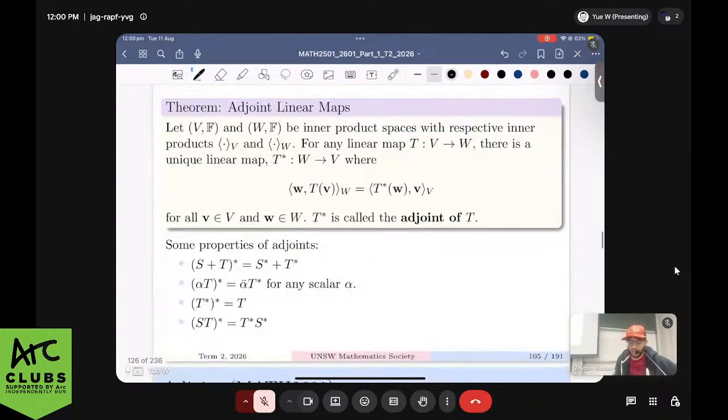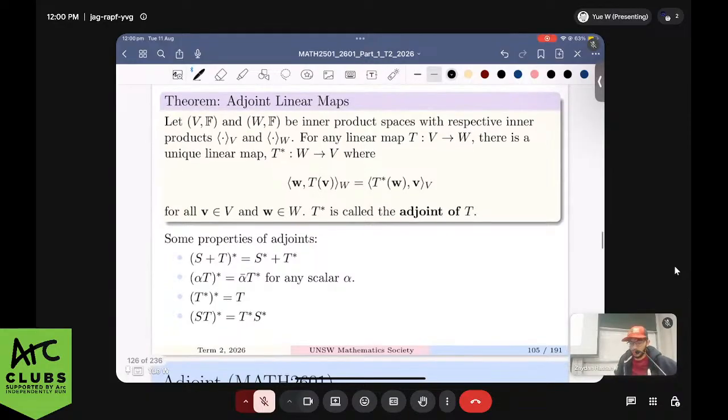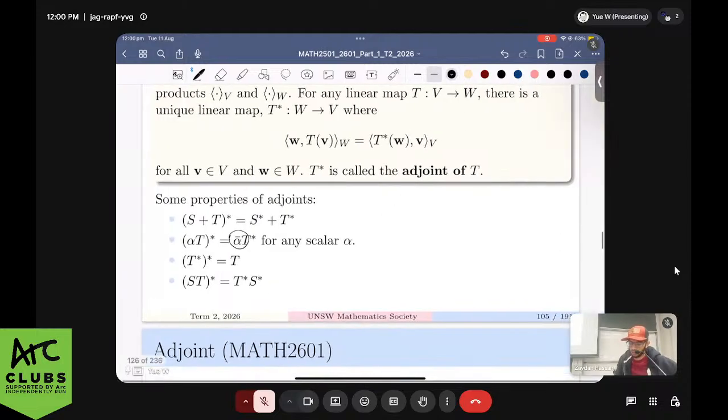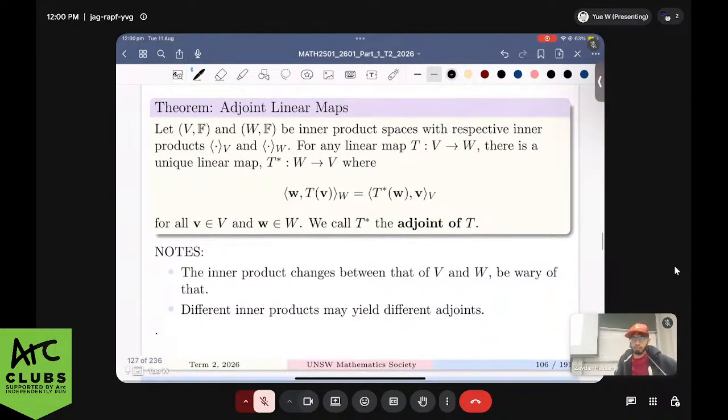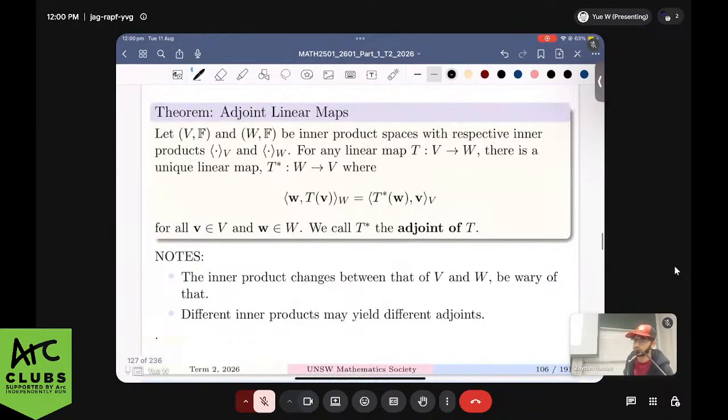Now, some properties of adjoints: they're conjugate linear, in the sense that (S plus T) adjoint is S adjoint plus T adjoint. But if you scale T, if you consider the map alpha T, you'll get an alpha bar here. Okay, so different inner products yield different adjoints. Notice how we're defining this with respect to two specific inner products on V and W. But if you use different inner products, the adjoint map will actually be different.